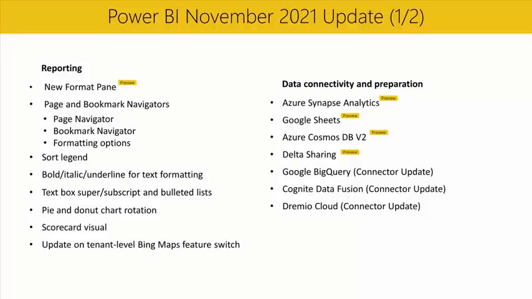Next, we're happy to introduce the ability to adjust the sort direction for items in your legends. To control the sort direction, navigate to the context menu of the visual header, and then select the field and sort direction in the Sort Legend flyout.